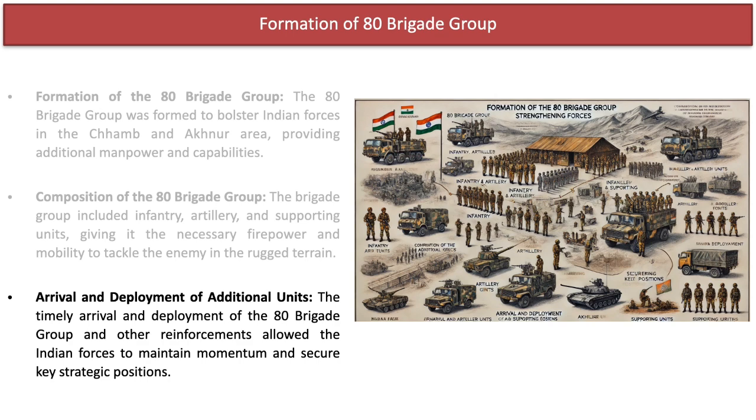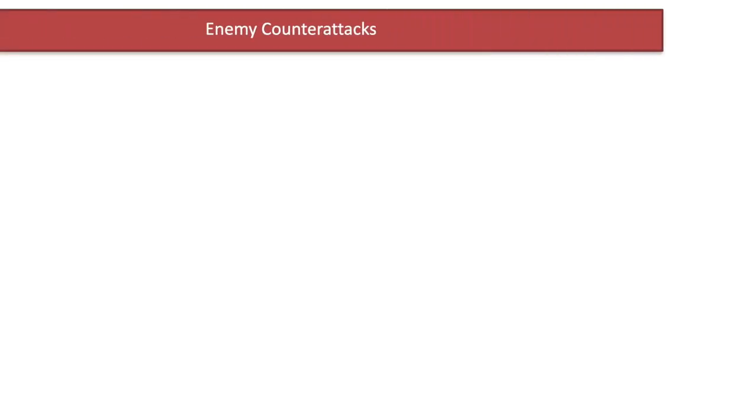In the broader context of the conflict, the arrival and deployment of these reinforcements demonstrated the Indian Army's strategic depth and ability to adapt to the evolving battlefield conditions. It showed that they were prepared to do whatever it took to achieve their objectives, bringing in the right units at the right time to keep the momentum going. And this was crucial in ensuring that the operations in Cham and Akhnoor were not just successful but decisive, solidifying India's control over these vital areas and setting the stage for further advances.